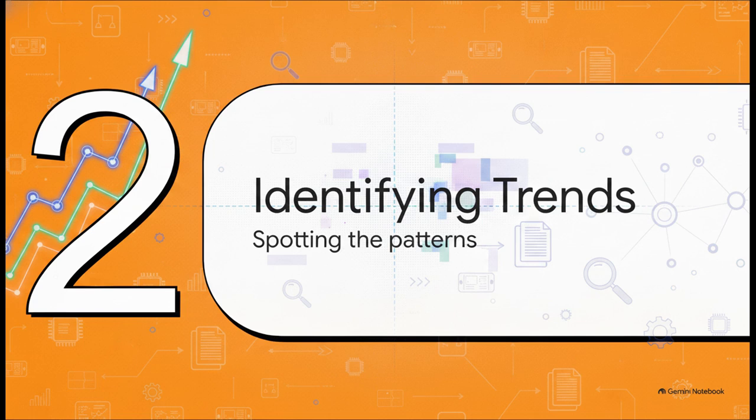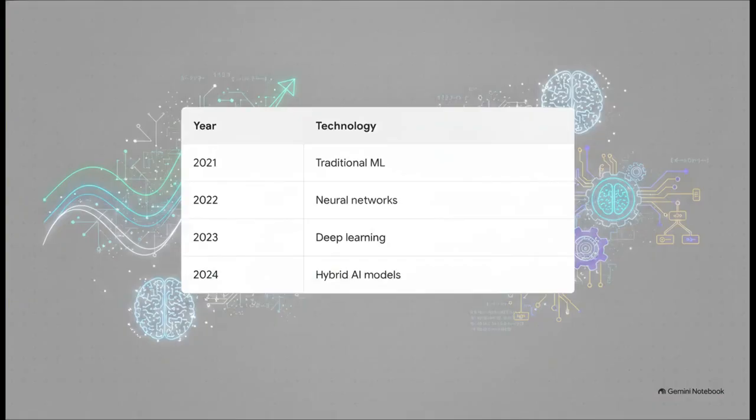Moving to section 2, identifying research trends. It's all about spotting the patterns. To find these elusive gaps, you kind of have to zoom out and look at the broader landscape of your literature. Take the timeline of battery management systems, for instance.